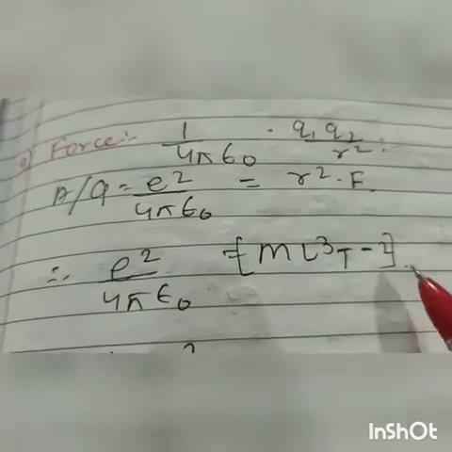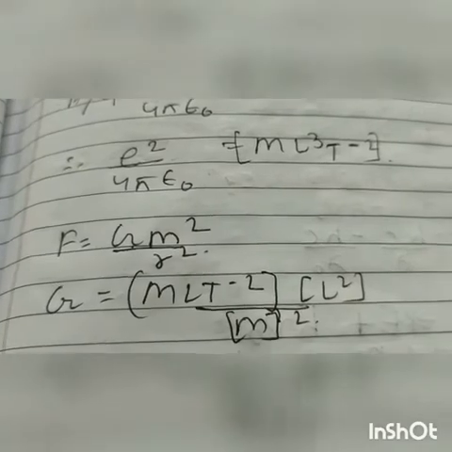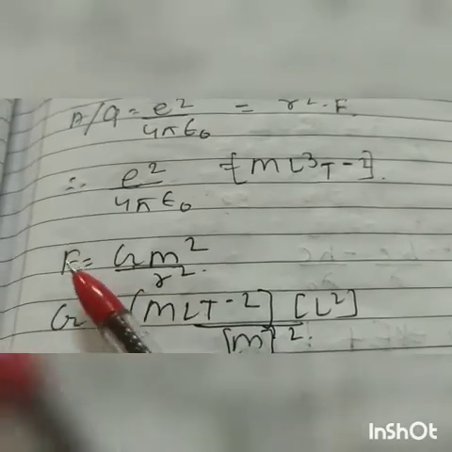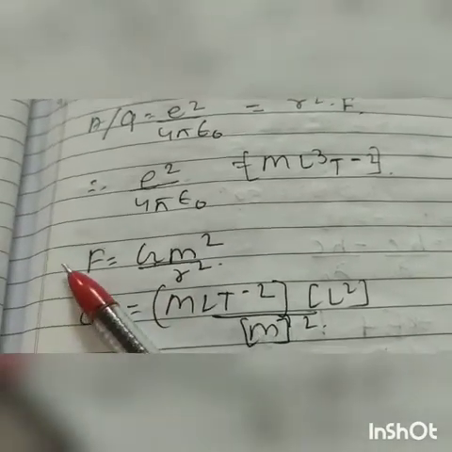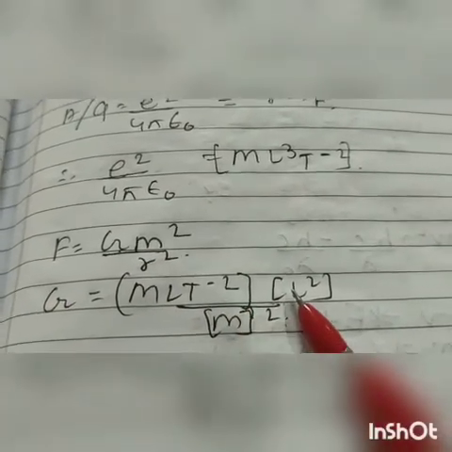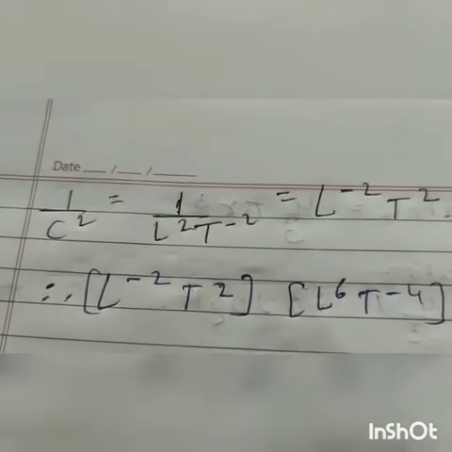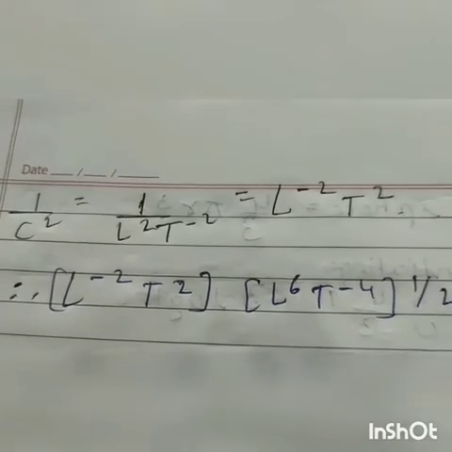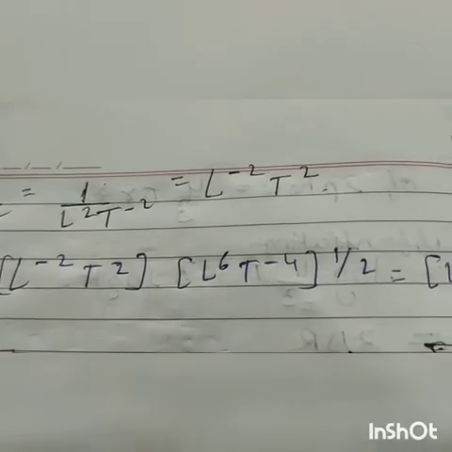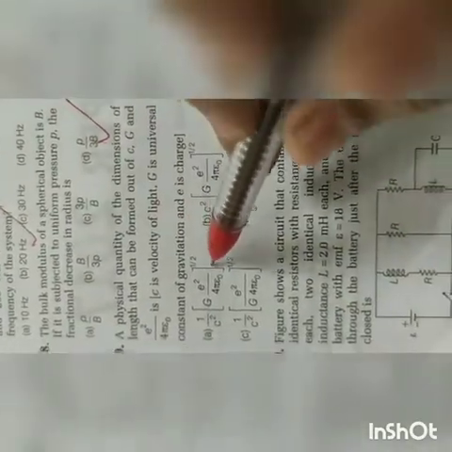So here the value of r square into F is ML3 T minus 2. Now F is also G M square by r square. So we will just bring this to the right hand side. So it comes out to be M L T minus 2 into L2 by M2, and 1 by C square is equal to 1 by L square T minus 2, that is L minus 2 T2. So it is L6 T minus 4 to the power half, so that is L. So question 9 here is A. This is our correct option.